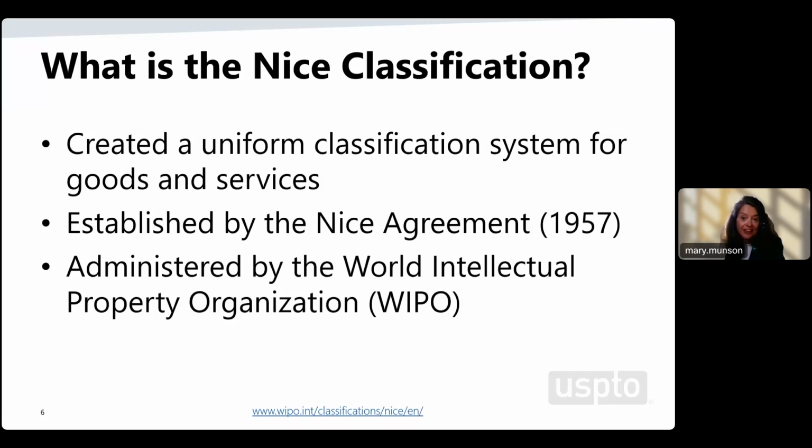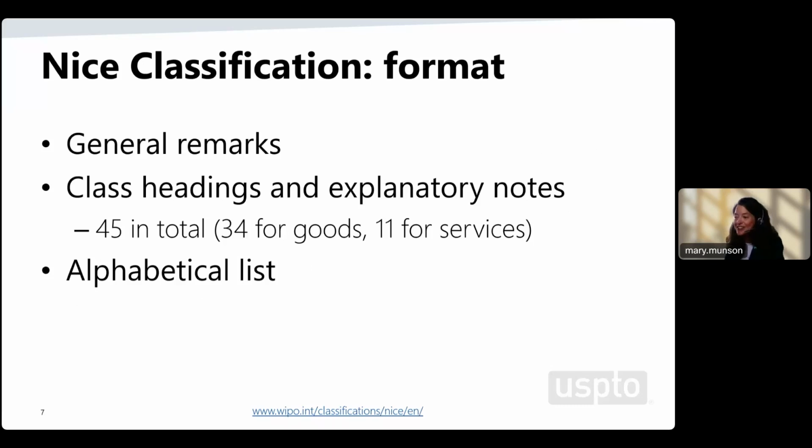The primary advantage is that it promotes consistency among national trademark offices, making it easier for them to organize and administer the trademark applications and registrations. This consistency also makes it easier for trademark owners to search records for potential conflicts, because classification actually shrinks the universe of potential conflicts to the assigned class and the related classes. So let's find out more about the Nice classification.